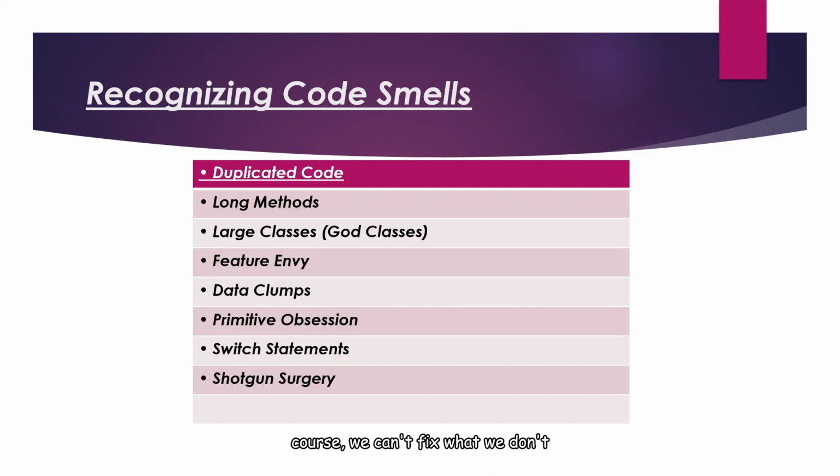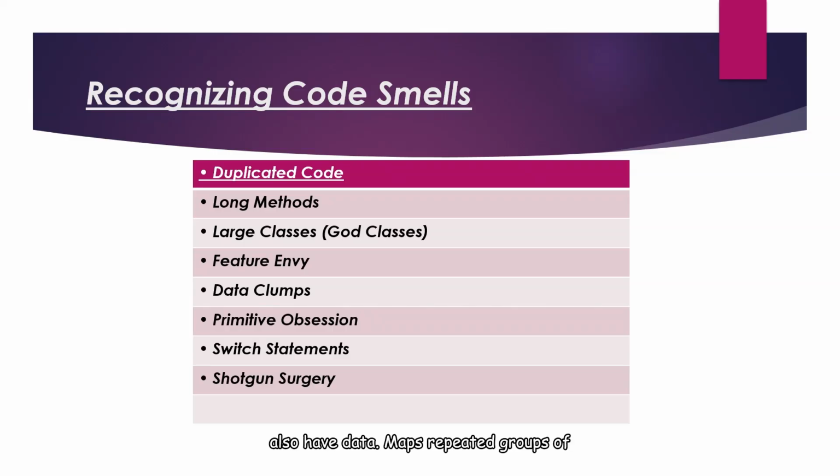Of course, we can't fix what we don't notice. This is where recognizing code smells becomes critical. A code smell does not necessarily mean the code is broken, but it's a signal that something could be wrong. Common examples include duplicated code, which increases maintenance overhead, long methods that do too much and become impossible to debug, large classes, often called God classes, that have taken too many responsibilities, or features that seem oddly obsessed with the details of other classes, what we call feature envy.